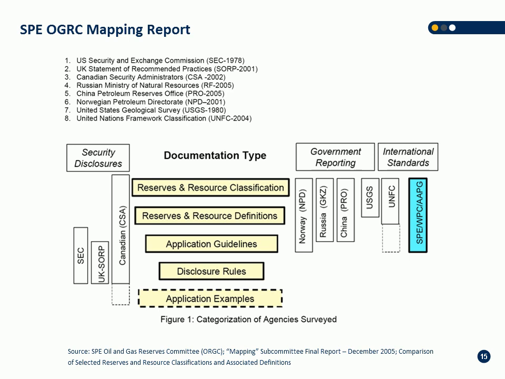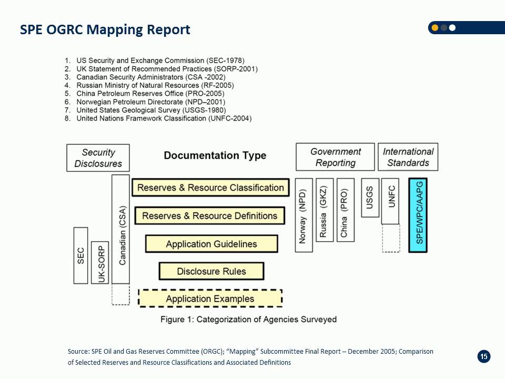So there's a mapping report that the SPE put together in 2005 that really compares 8 of the recognized standards across the globe. It was looking at US, British, Canadian, Russian, Chinese, Norwegian, USGS, and United Nations frameworks and comparing them from a very high level to see how similar the various classifications were. You can see sort of a summary of the intentions and the scope of the various documents.